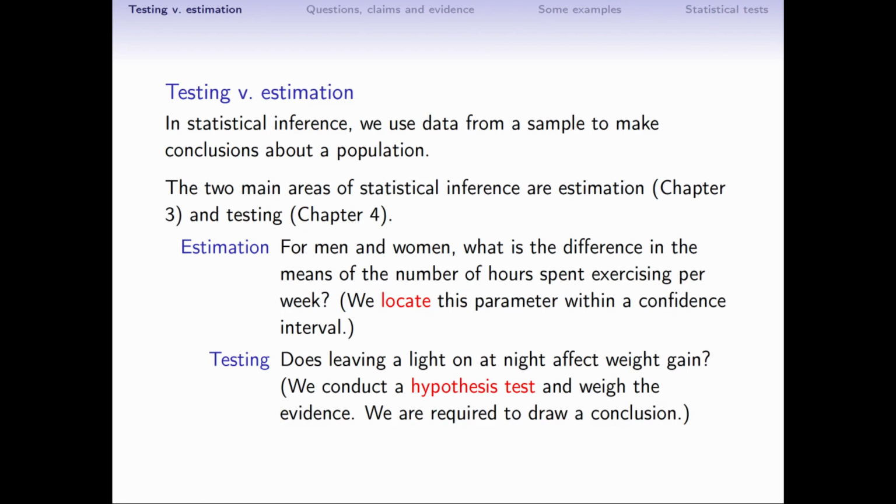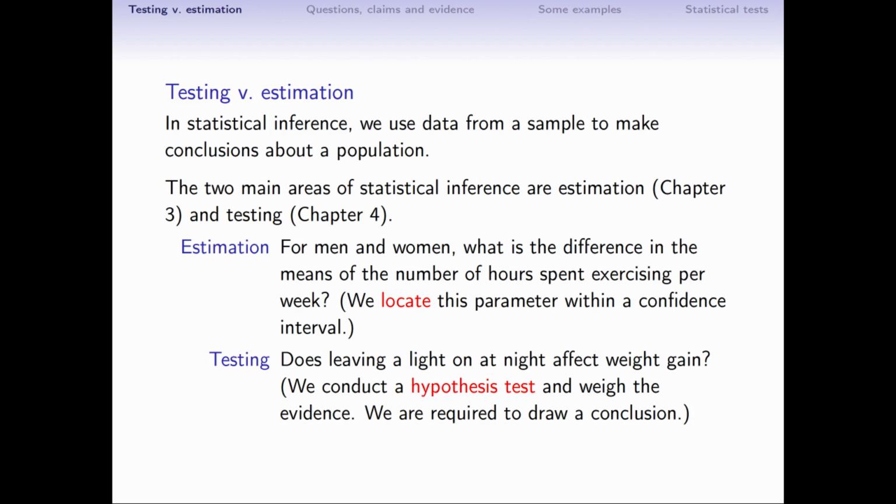In statistical inference, we use data from a sample to make conclusions about a population. The 2 main areas of statistical inference are estimation, which we covered in Chapter 3, and testing, which we will study here in Chapter 4. So let's think about a typical question in estimation. For men and women, what is the difference in the means of the numbers of hours spent exercising per week? Now, we locate this parameter within a confidence interval.